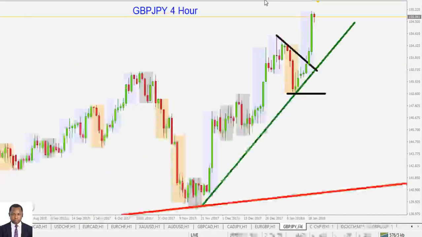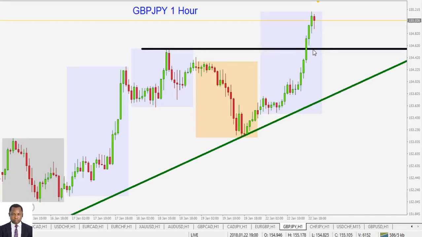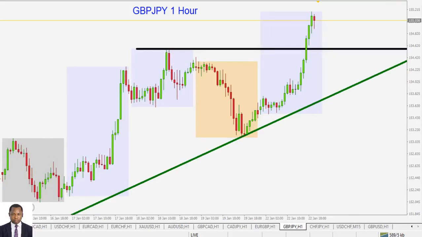Sterling pounds against the Japanese yen. Delete this. This one can be here. Okay, straight move today. Today was just a straight move. Price pushing to the upside without any pullback. No valid trading opportunity was given.